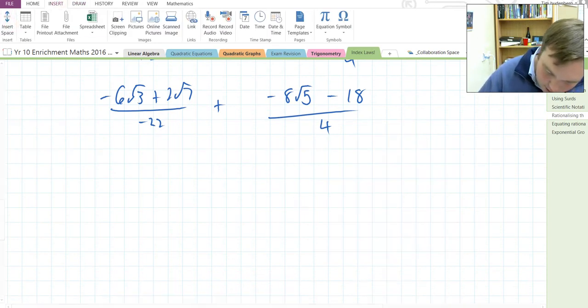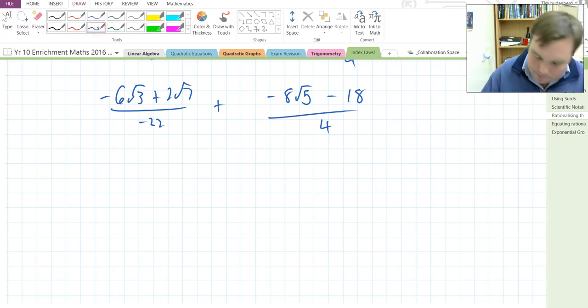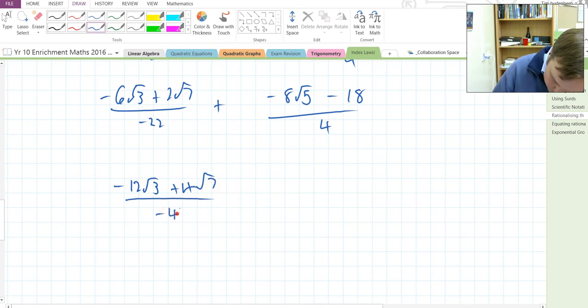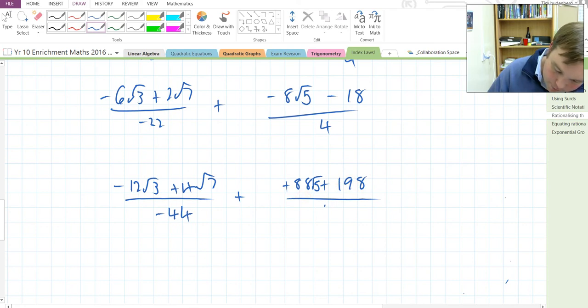So once again, we're going to use a multiply by 1 trick to get a common denominator. 4 and 22, 2 will go 44. So I'll multiply the top here by 2. So minus 12 root 3 plus 4 root 7 over negative 44. Plus, now multiplying top and bottom by 11. So minus 88, actually by negative 11. Plus 88 root 5 plus 198 over negative 44. So multiplying top and bottom by negative 11, you can change every single sign.